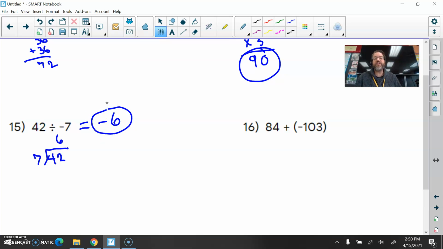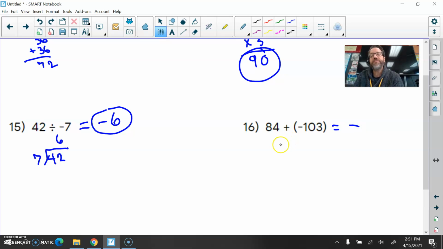All right, number 16, we have 84 plus negative 103. Now we have a different set of rules for adding than we do for multiplying and dividing. Here we're adding two numbers together. They have different signs. 84 is positive, 103 is negative, so we can't just combine them. We have to subtract, and we'll end up with a negative answer here because we have more negatives than we do positives. Think of it like these 84 positives are going to cancel out 84 of these negatives. They'll make a zero pair with 84 of these negatives, but we'll still have some negatives left over.